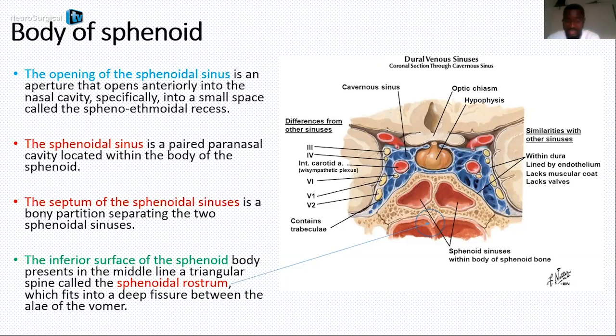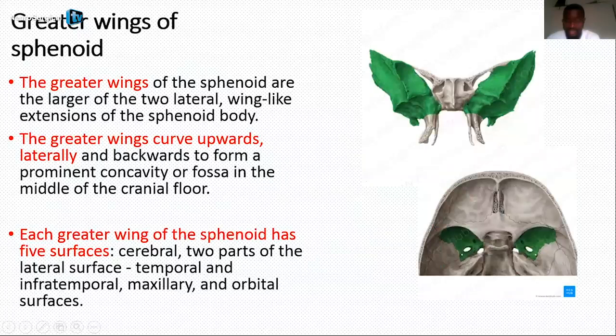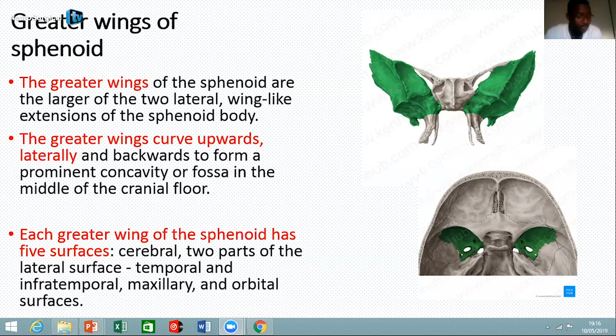We'll come back to that. We're going to talk now about the greater wings of the sphenoid. The greater wings of the sphenoid are the larger part. As you can see, the greater wings of the sphenoid are the larger of the two lateral wing-like extensions of the sphenoid body, like you can see here on the right and on the left.